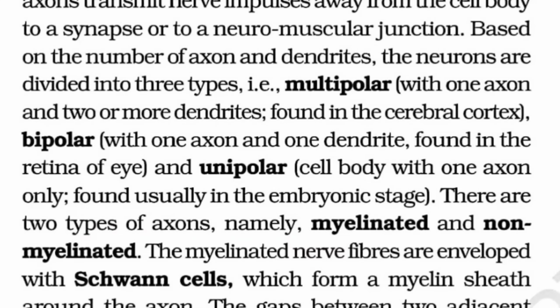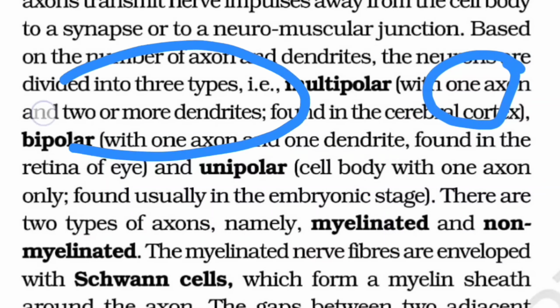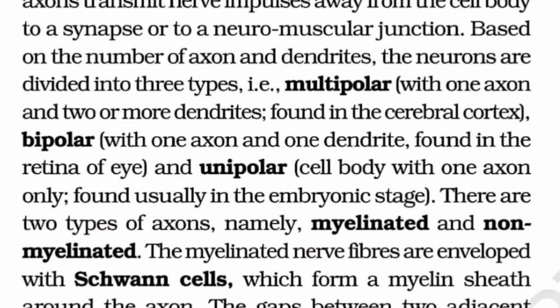Here the number of axons and dendrons play a very important role in deciding the type of the neuron. For example, the neurons are divided into three types. The first one is called the multipolar neuron. We'll be dealing with the diagram of the multipolar neuron, which has one axon and two or more dendrons. So the multipolar neuron has only one single axon and two or more dendrons. Do remember the case and the example as well.